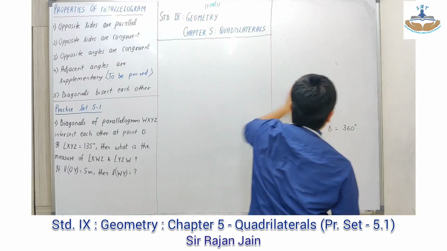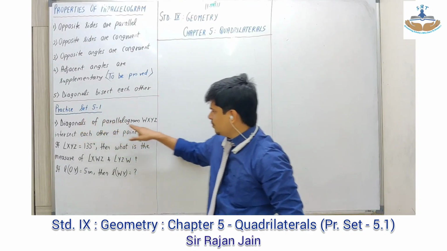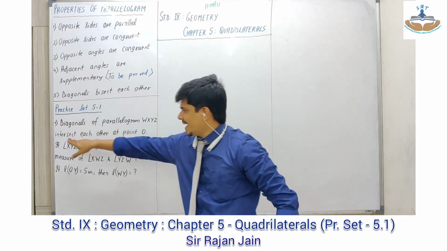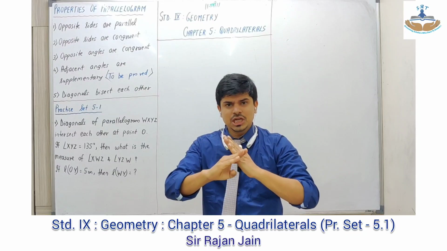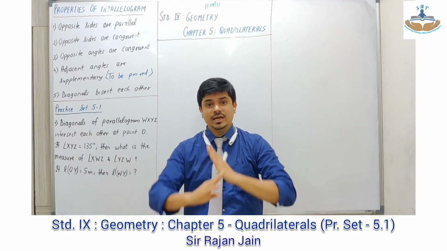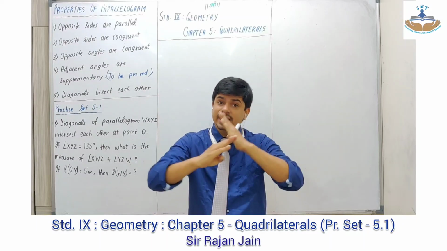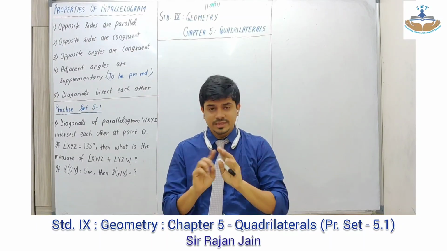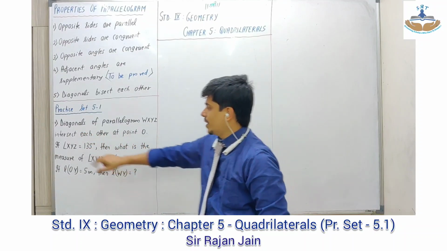Now look over there. Question number 1. Question says what? Diagonals of parallelogram WXYZ intersect. Intersect का मतलब क्या? They cut each other. Intersect and bisect में फर्क है. Intersect का मतलब होता है they cut each other. Bisect का मतलब होता है they cut and they divide themselves in equal parts. Okay. Now intersect each other at point O.